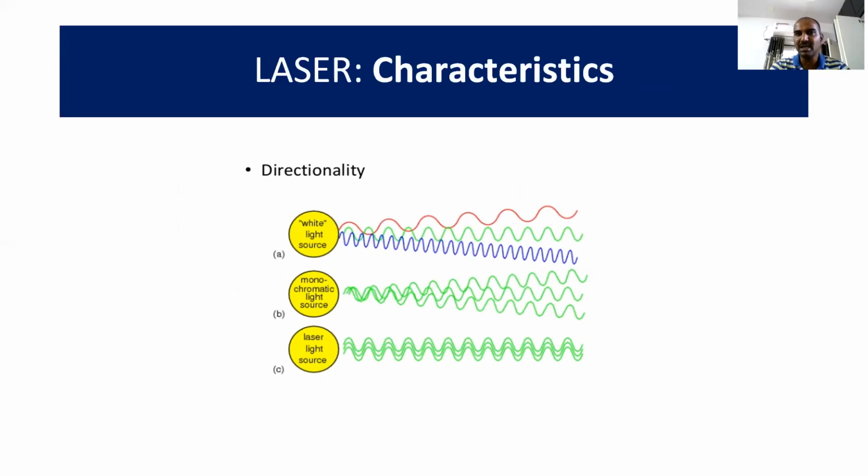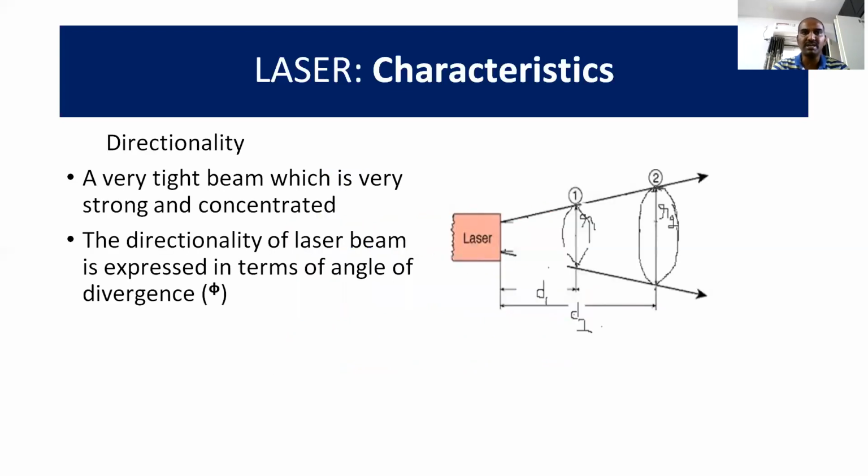As I already mentioned, laser light consists of coherent photons because those come out during the process of stimulated emission. As a result, we have coherent photons. They have the ability to travel in only one specific direction with less deviation. That means from the source where it is produced, it comes out with less deviation. That is directionality. So a very tight beam, which is very strong and concentrated.